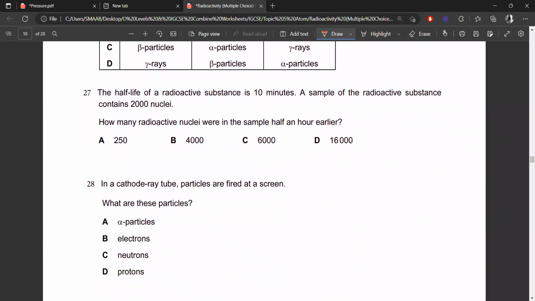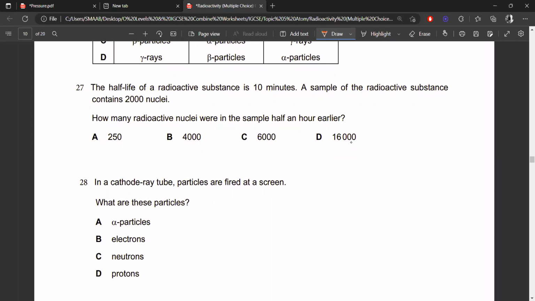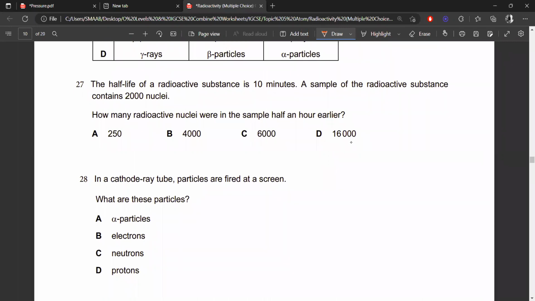Okay, 27. The half-life of a substance is 10 minutes. A sample of radioactive substance contains 2000 nuclei. How many radioactive nuclei were in the sample half an hour earlier? B. 4000? Yes.